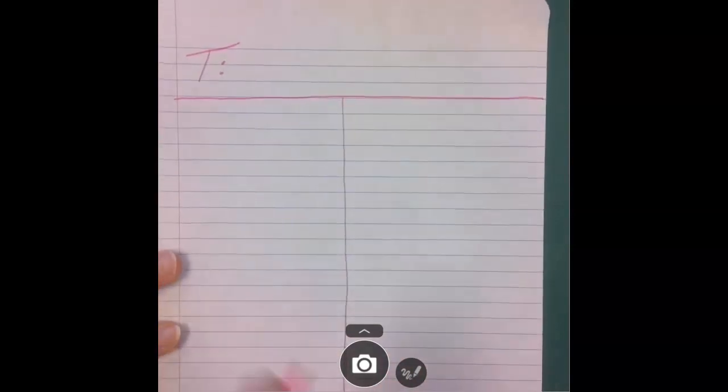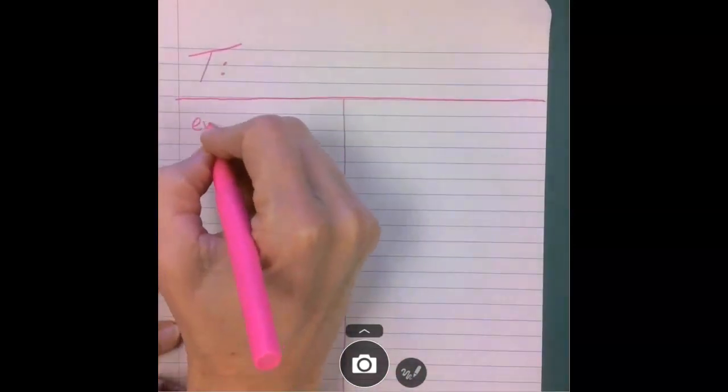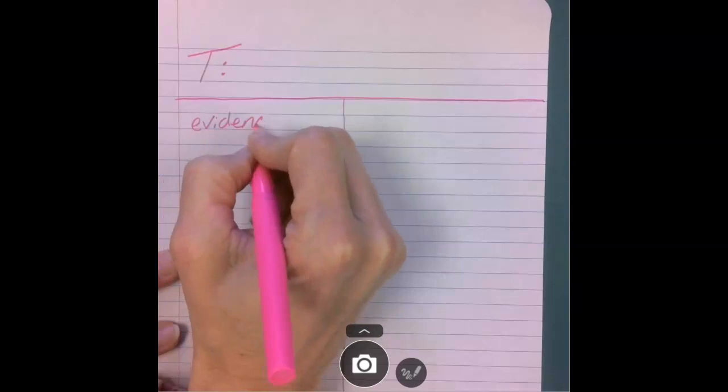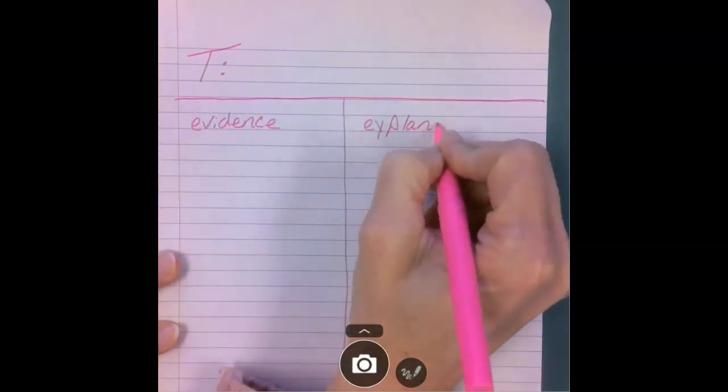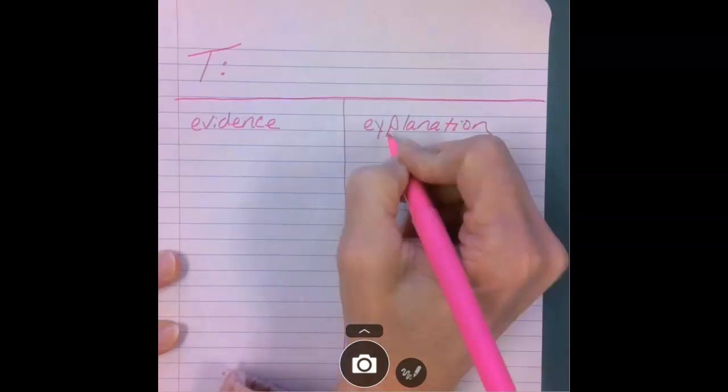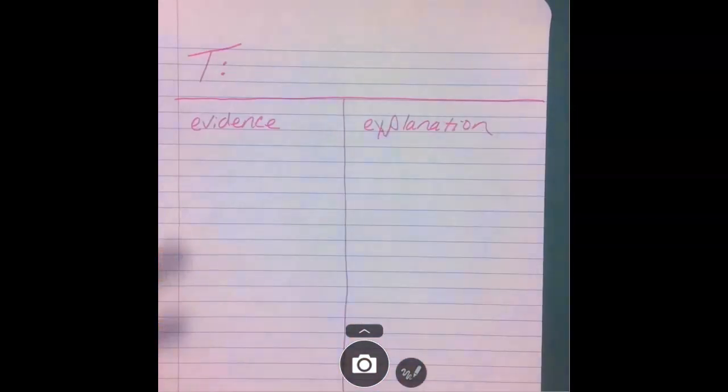And then in the 2 columns, you're going to put evidence on this side. And over here, you're going to put explanation. Write that in there. Then the first thing you're going to do after you read whatever you're supposed to be reading is figure out your topic sentence. And your topic sentence is just answering the question that the prompt for the writing is asking you to do.